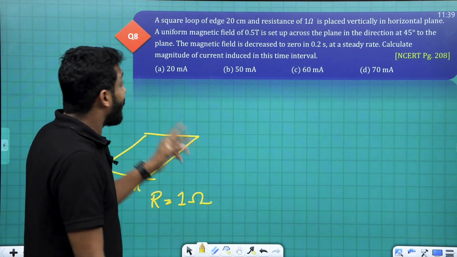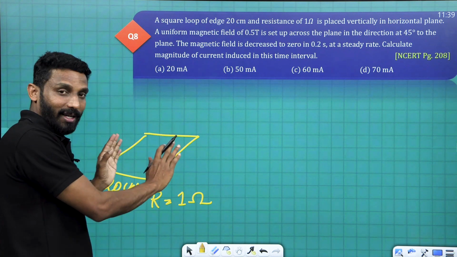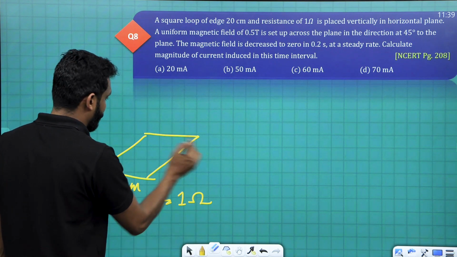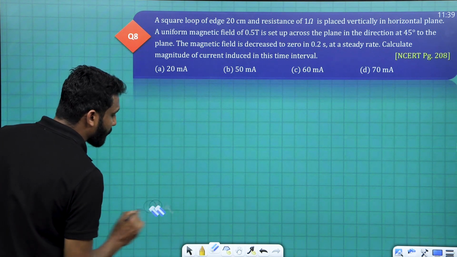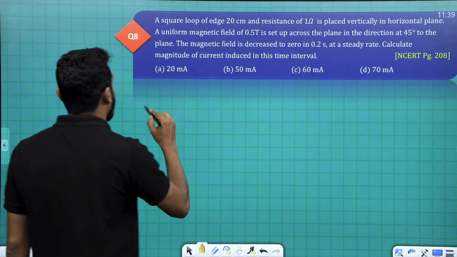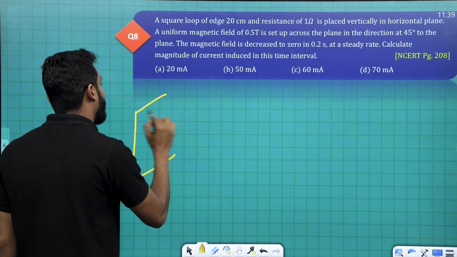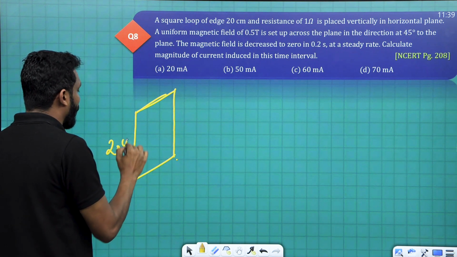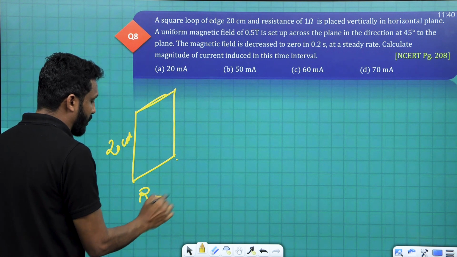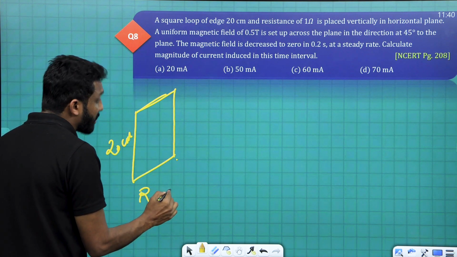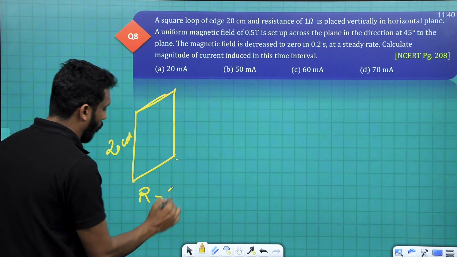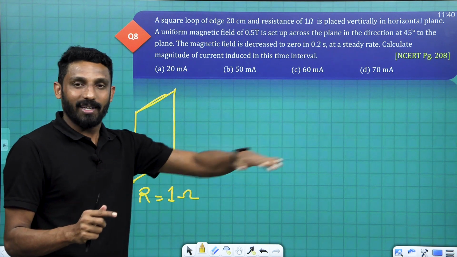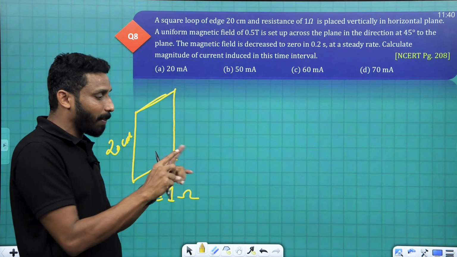Okay, this is not placed horizontally. This is placed vertically. The square loop is placed vertically, like this. This has 20 centimeter length and the resistance of this total wire is 1 ohm. This is the horizontal plane and this is placed vertically.